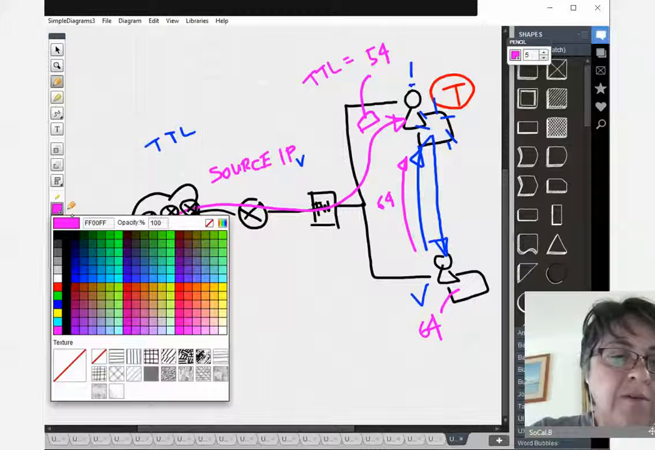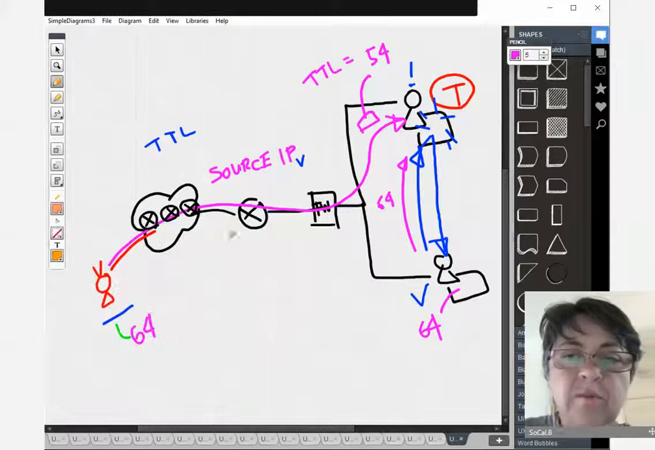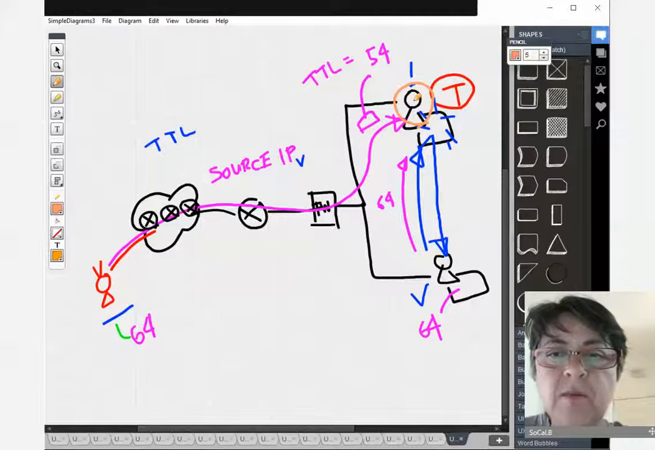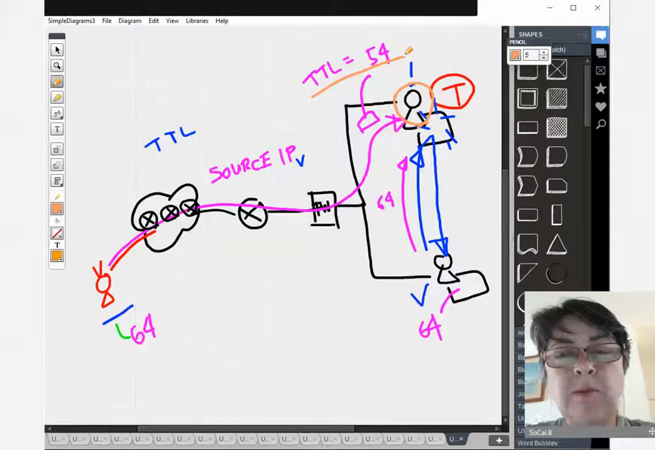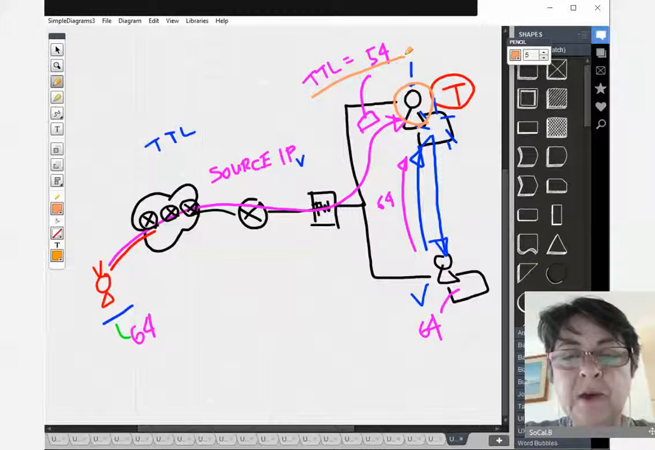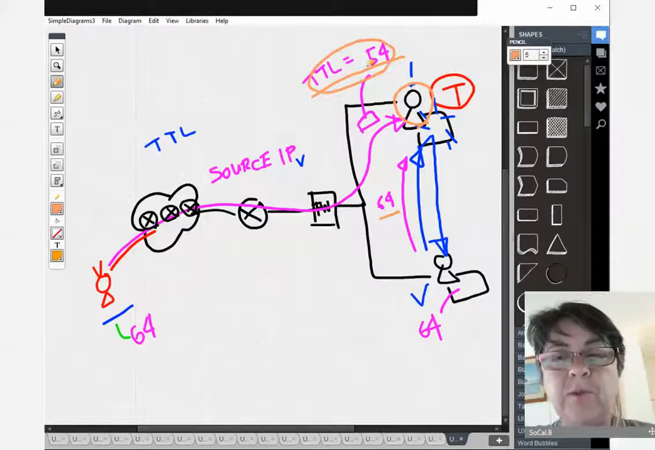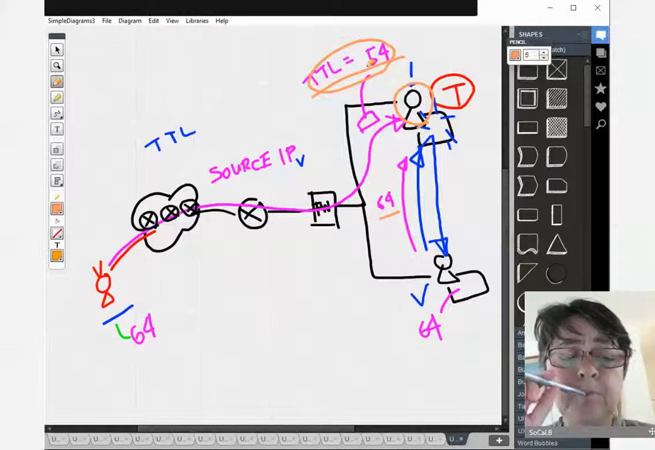So now this person says, that's weird. The initial one supposedly came from the same IP address, but one TTL is 54, and the other TTL is 64. It looks to me like the first one has been spoofed because it looked like it went through several routers. You see that? So this is one indication, if the target is actually looking for the TTLs.